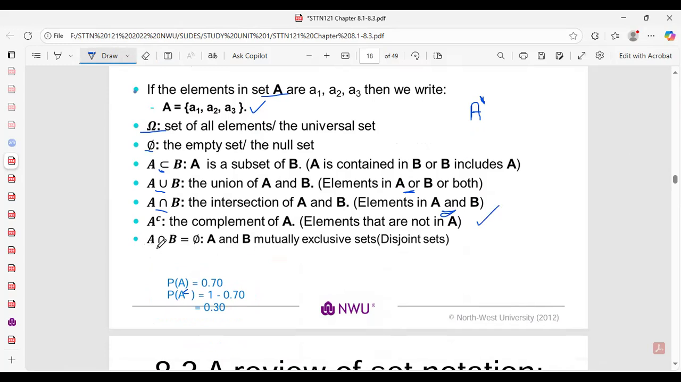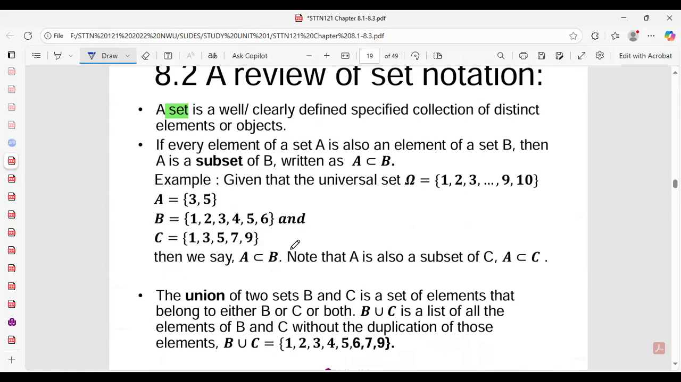And then A and B, when they say that the probability of A intersection B is equal to the empty set or the null set, it means that A and B are mutually exclusive. Also, it is very important to know how to prove that events A and B are independent or dependent, and whether they are mutually exclusive or non-mutually exclusive events. So we'll discuss that.